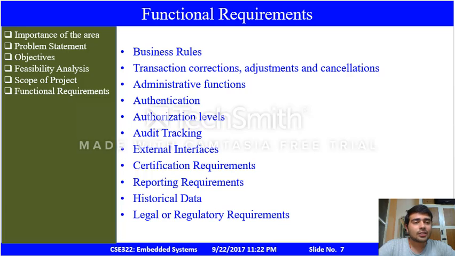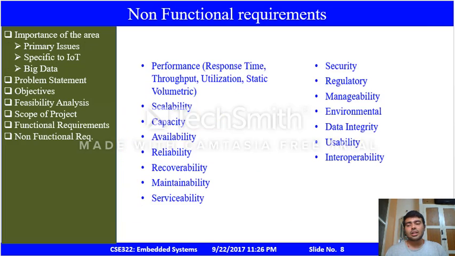We also need external interfaces, for example, for people outside. That means if you want to spread this project to a large scale, we could have a tracking system where citizens could track the next pickup of the garbage outside their house, and they could lodge complaints, but that is for a large level. The next thing we need is certification requirements, reporting requirements, and historical data to ensure where garbage is most generated and where we need the most garbage collection. And we also need legal or regulatory requirements to ensure our system does not infringe upon somebody's rights or break any laws that are prevalent in any developing country.